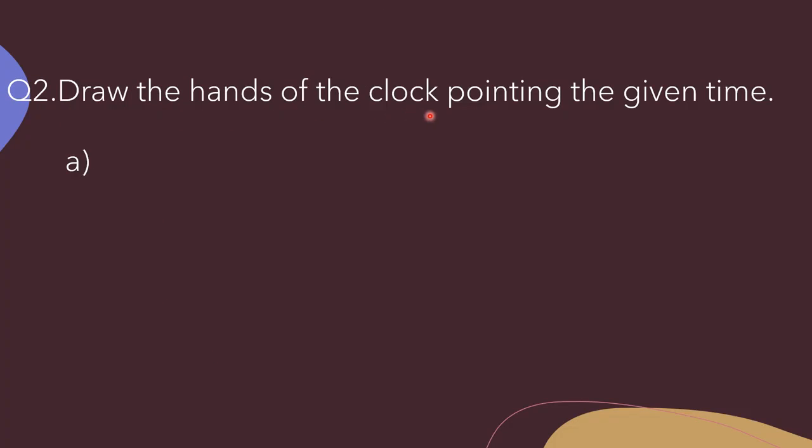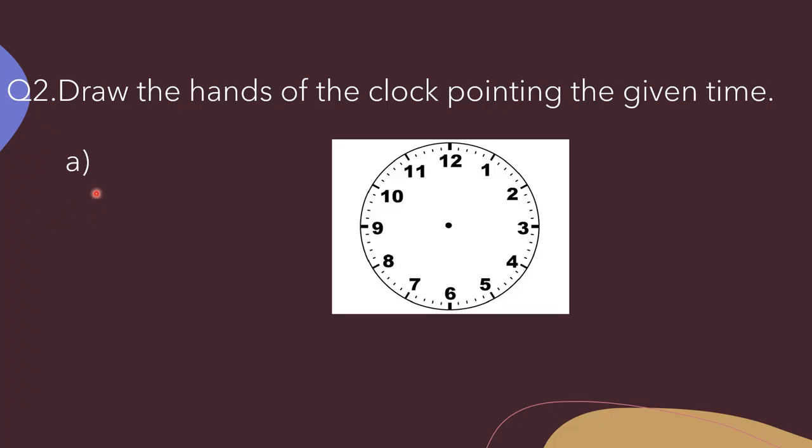Now question number 2. Draw the hands of the clock pointing to the given time. Now beta, we will learn how we can draw the hands of the clock. So here in A part, we have a clock without hands. Now we have to draw the hands of this clock for the given time, and the time given is quarter past 6. So beta, quarter past 6, I told you earlier, whenever quarter past is given, our minute hand should be at number 3.